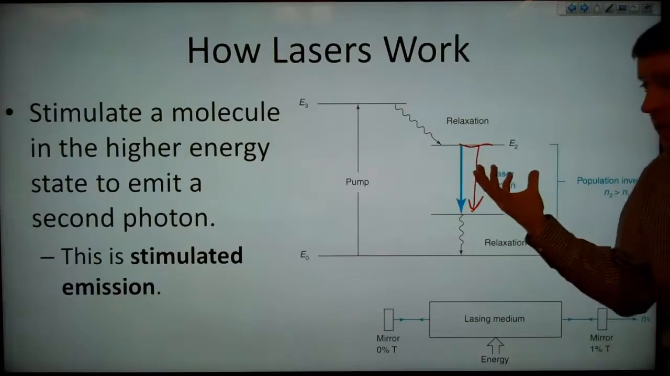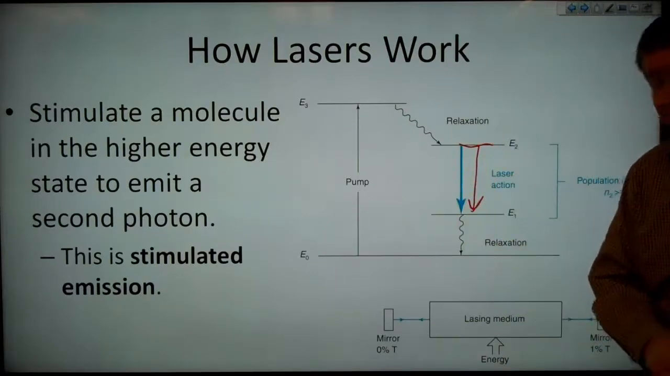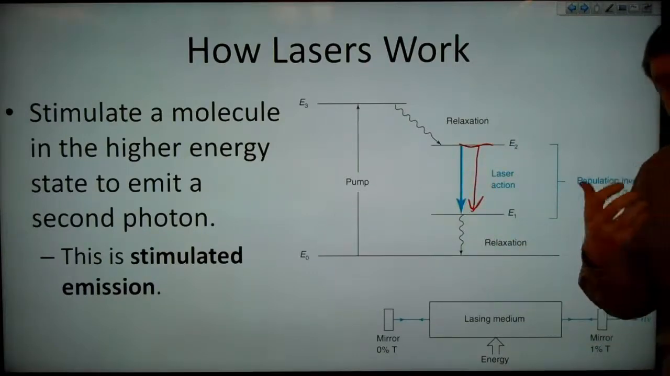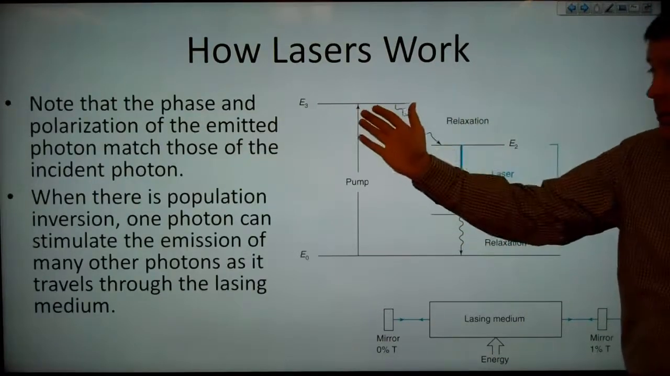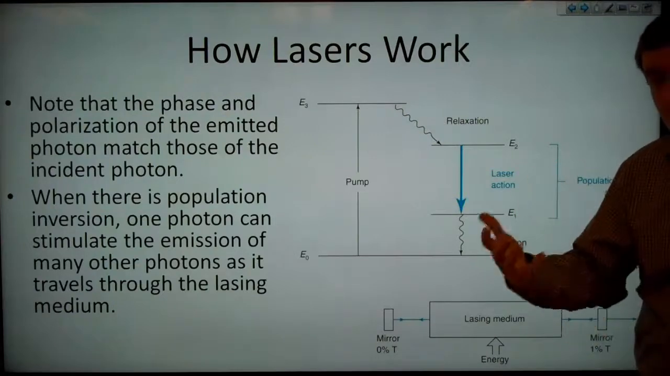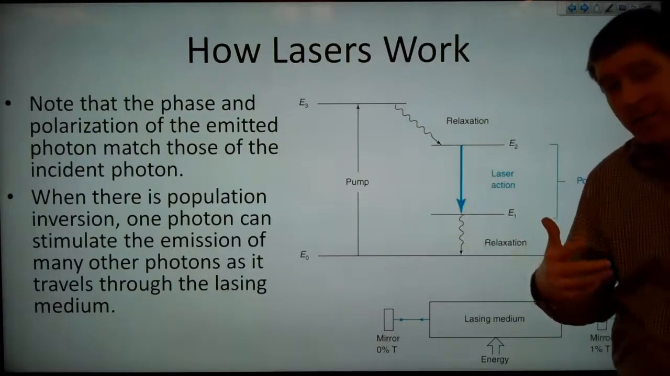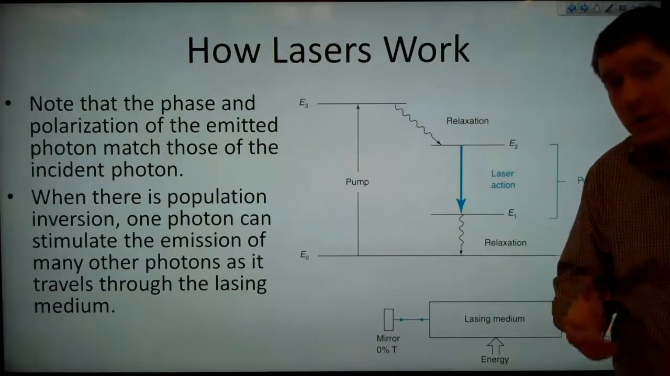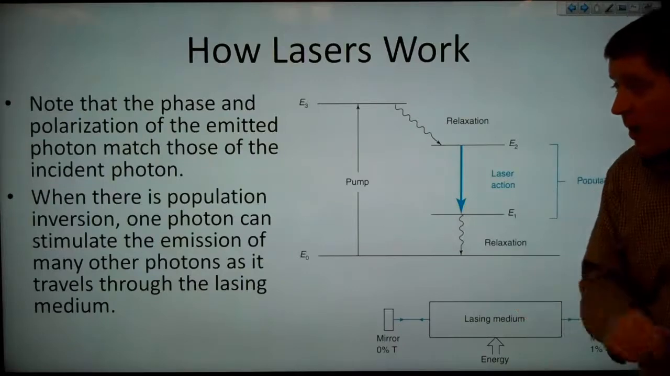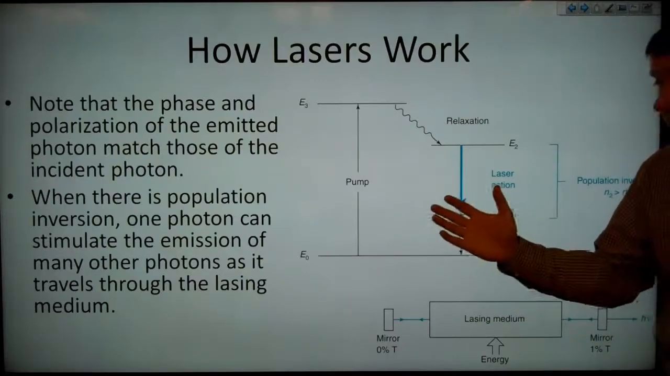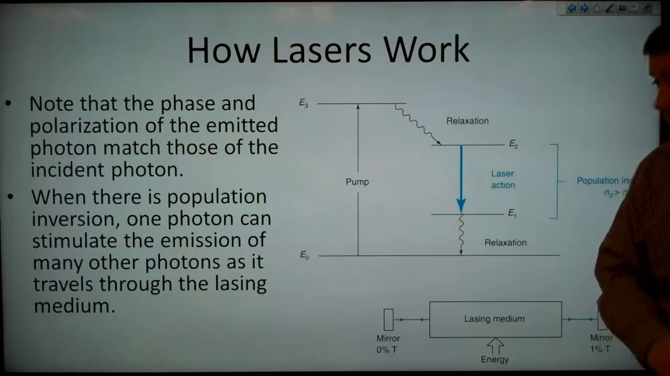And this emission of the second photon is called stimulated emission because it's been stimulated by that first photon coming in. So note here that the phase and polarization of our emitted photon, this second photon, match those of our incident photon, that first photon coming in. So now we have two photons that are in phase, they're polarized in the same way, they have the same energy, and when there's population inversion, then one photon can stimulate the emission of many other photons as it travels through the lasing medium.